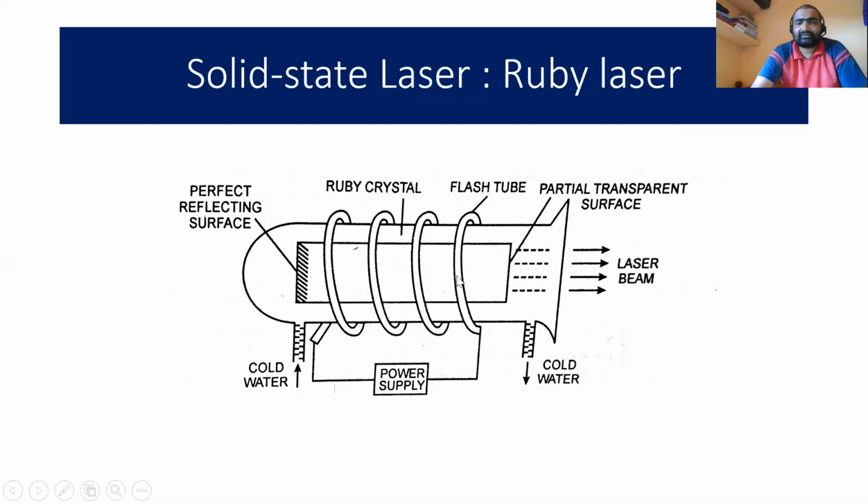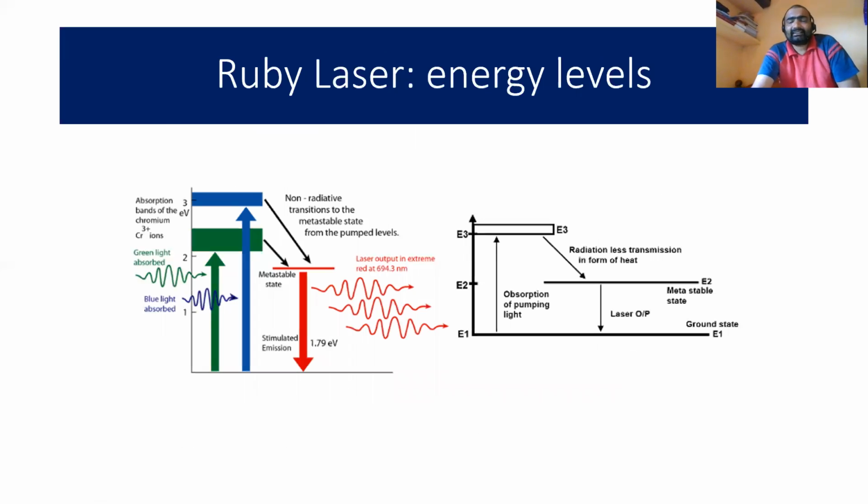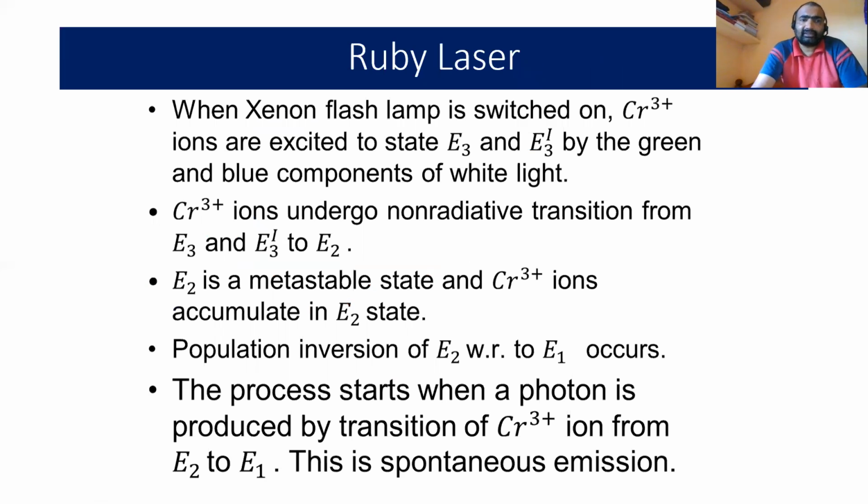In the production of the lasers, an enormous amount of heat energy will be produced. That heat energy is carried out by this cold water, and this is the glass tube. This outer layer is the glass tube. Let us see the working of ruby laser.